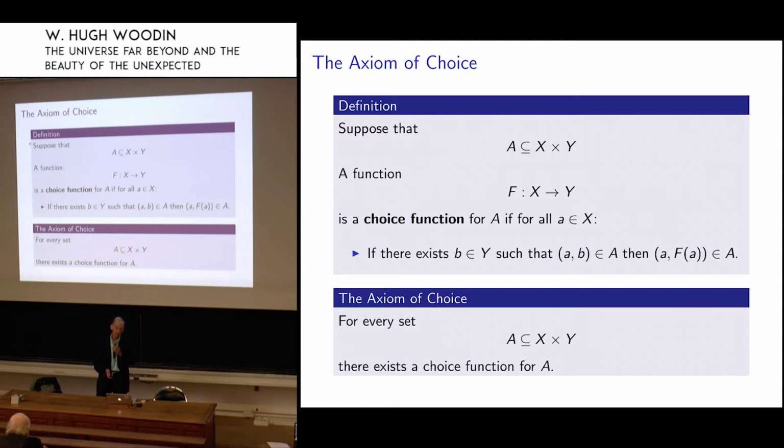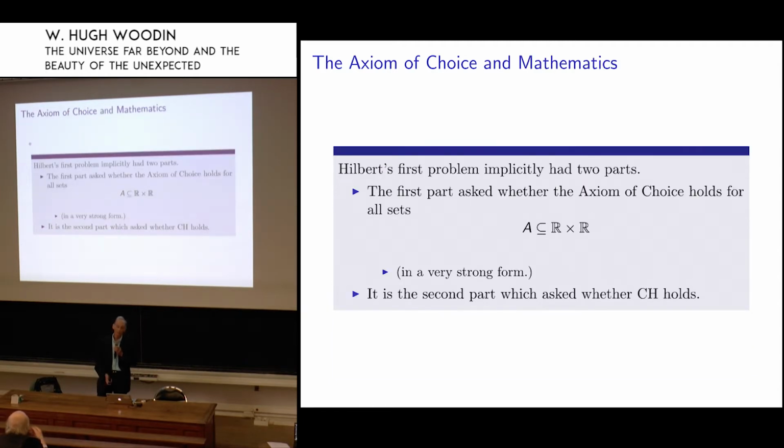Well, we're out. So what about the axiom of choice in mathematics? Hilbert's first problem implicitly had two parts. The first part asks whether the axiom of choice holds for all subsets of R cross R, and in a very strong form, for well ordering. It is the second part which asks whether the continuum hypothesis holds.